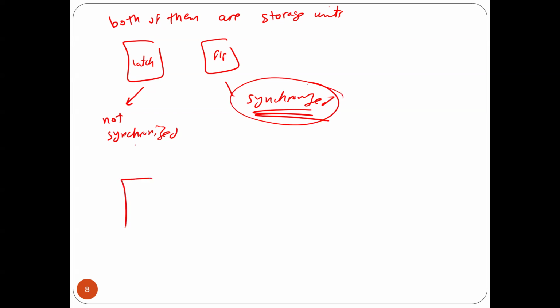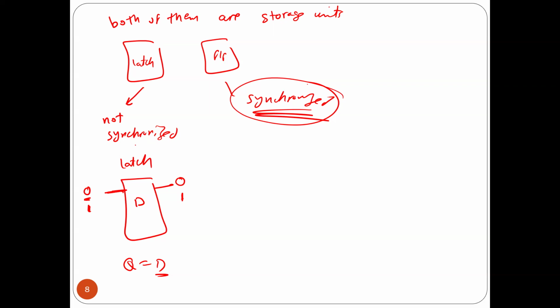For example, if you have a D latch, I told you in D latch, Q is equal to D. That means when I put 0 here, I'm going to store 0. If I put 1, I'm going to store 1. Every time the input changes, the output is going to change immediately. This is the main difference. So here, every time I put input, I will get the new stored value immediately.